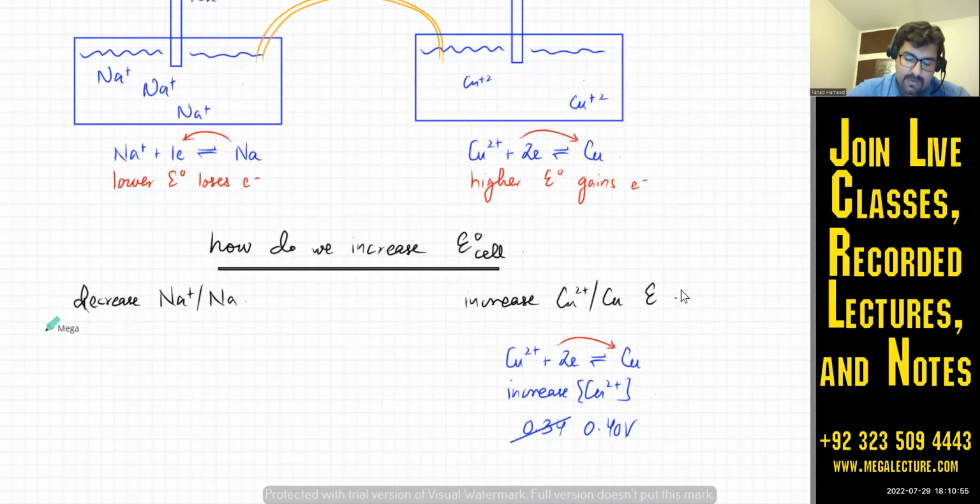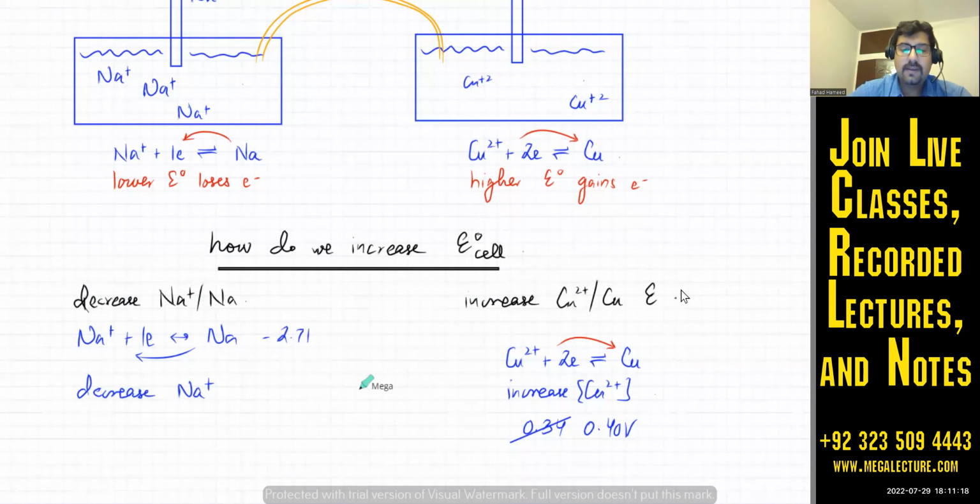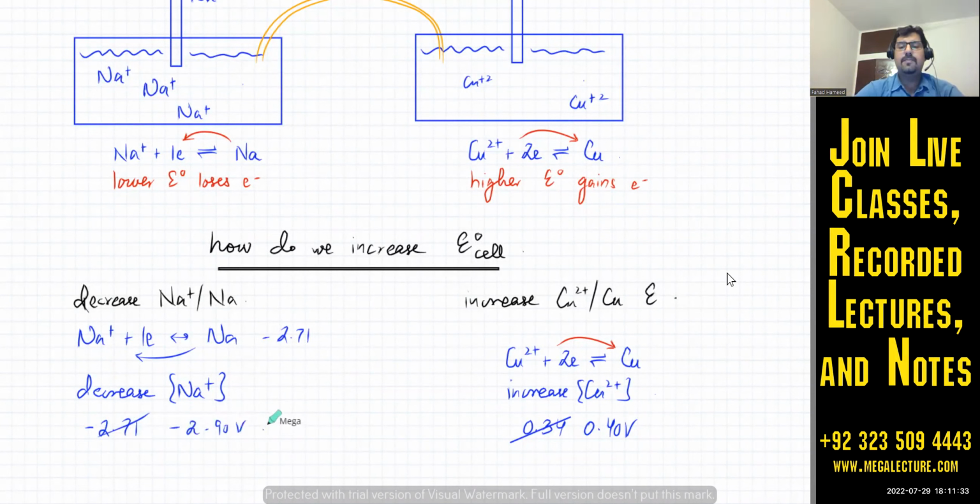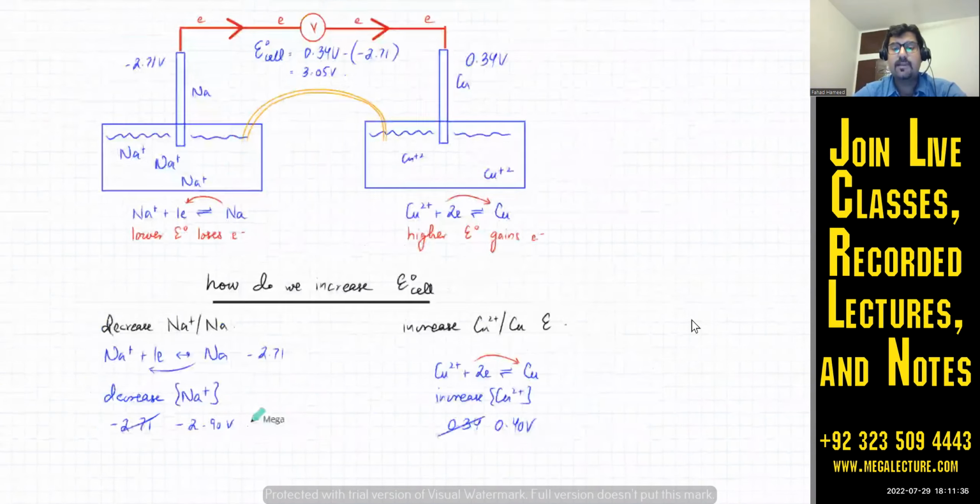And the lower one must be made even lower. Right now it's minus 2.71 in equilibrium, so I need to shift it further to the left. The way I can do that is to decrease the concentration of sodium ions. If I decrease the concentration of sodium ions, the equilibrium will shift to the left and it will become even more negative. Instead of minus 2.71, it might become minus 2.90. So automatically your potential difference is now higher and the electrons will flow much quicker.